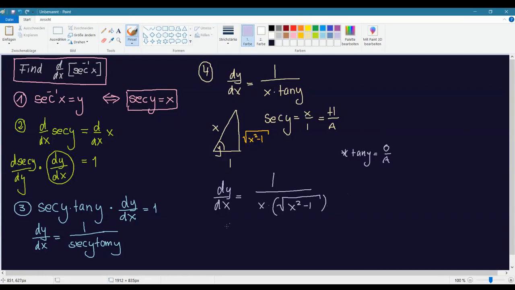And that is our solution. Let's write it down correctly, though. Let's write down our initial formula. And we're going to have the derivative of arcsecant x with respect to x is 1 over x times the square root of x squared minus 1. There we go.